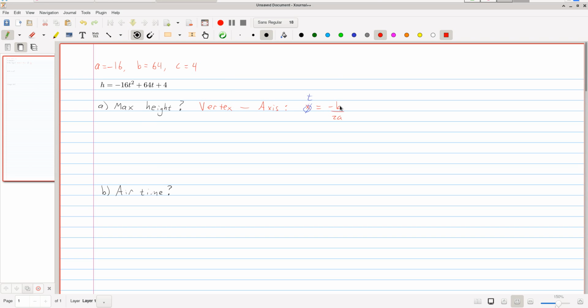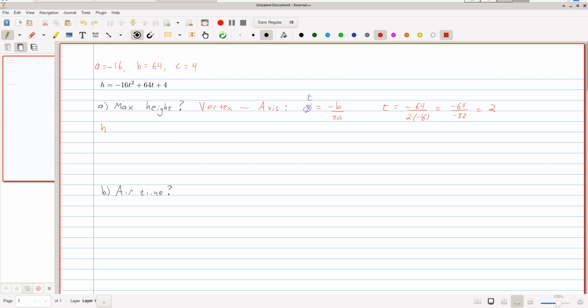Let's plug the b and the a into the formula for the axis. This is t equals negative b, so negative 64, over 2 times a, which is negative 16. So we've got negative 64 over negative 32. So this happens when t is 2. Now we're asked to find the maximum height. What we found is not the height, it's how long it takes to reach that height.